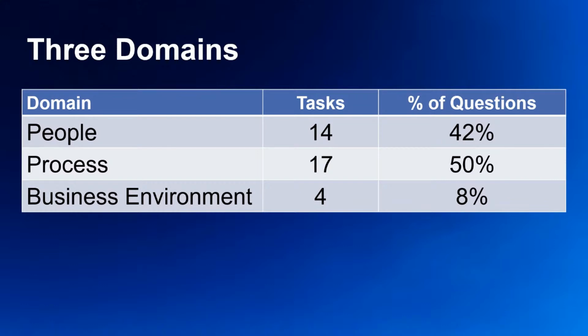So there are 3 domains in the PMP exam today. The first domain is people. 42% of the questions on the exam are going to be about the people domain, 50% of the questions are going to be about the process domain, and 8% are going to be about the new business environment domain that I mentioned earlier.